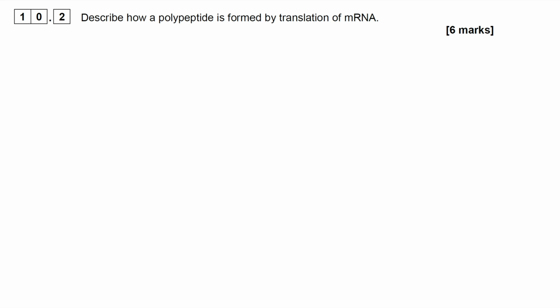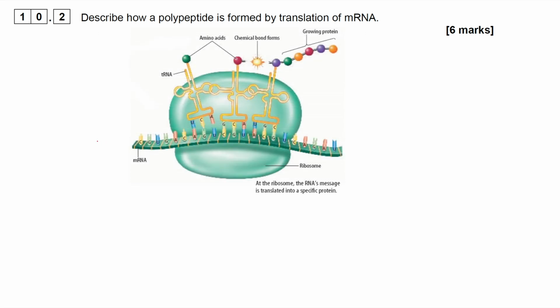So what happens during this process is messenger RNA, which has just come out of the nucleus into the cytoplasm, attaches itself to the ribosome. So messenger RNA has specific sequences. 3 of these adjacent sequences is called a codon. So we have one codon here, we have another codon here, and we have another codon here.